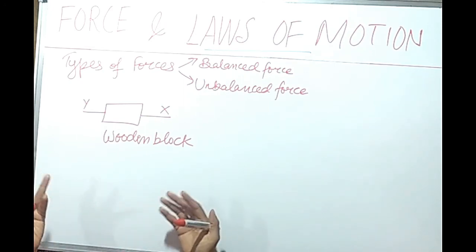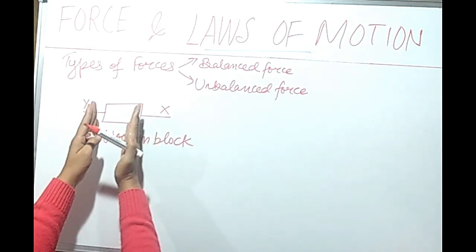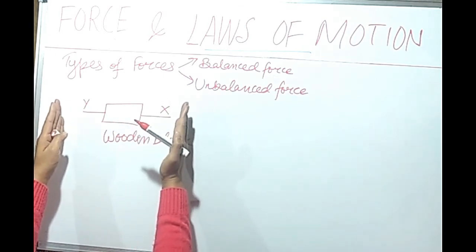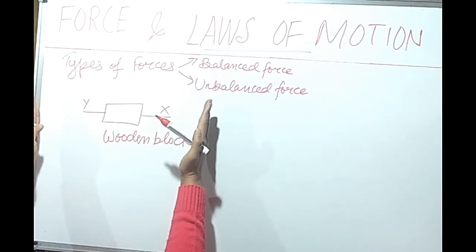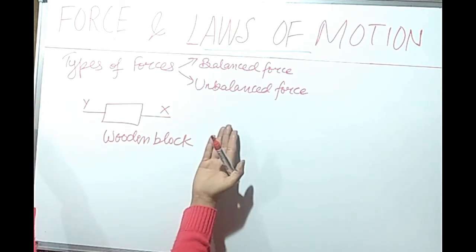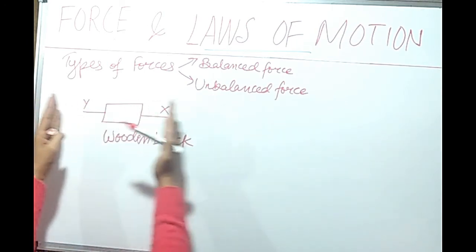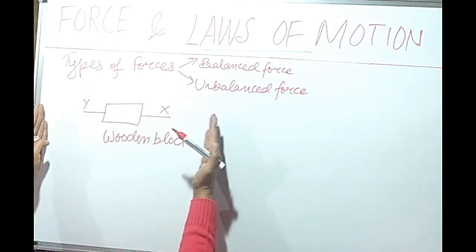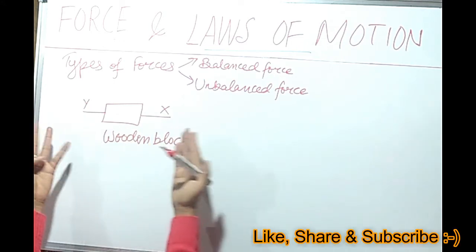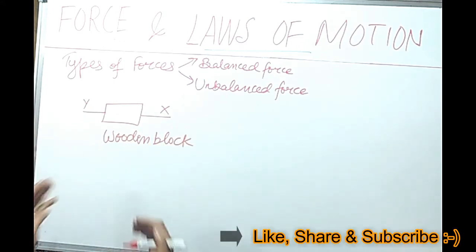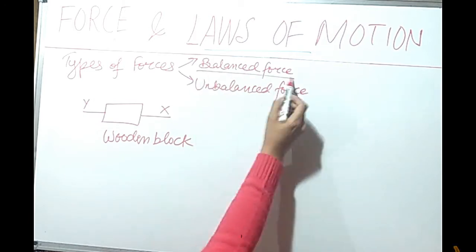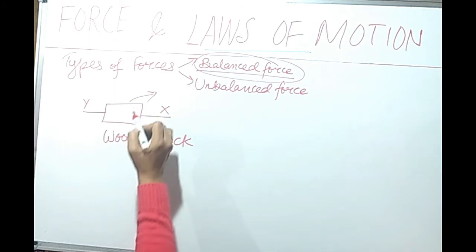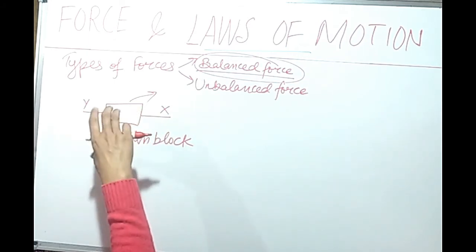But what will happen if I apply equal force in both the directions? In X direction and Y direction, I am applying, let's say, 5 Newton in both the directions. Then obviously the block will not move because equal force is acting on both the sides, and that too in the opposite direction. So the wooden block will not move. And that is called the balanced force. This balanced force doesn't change the state of rest of the object, or the state of motion also.